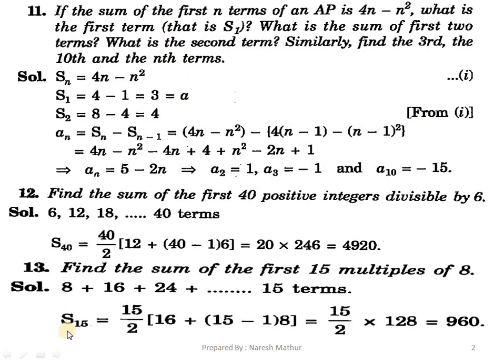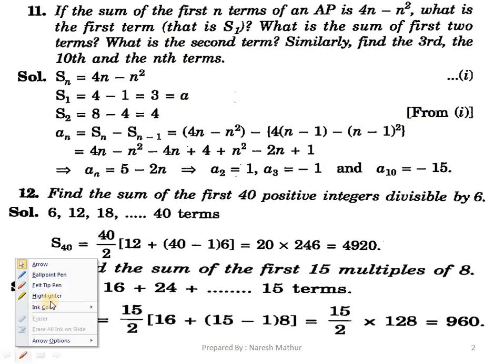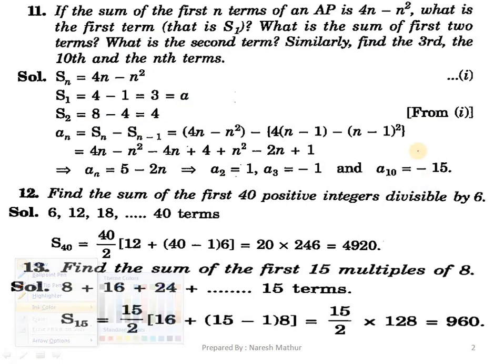In the first question, we are given that the sum of the first n terms of an AP is Sn equals 4n minus n square. What is the first term? What is the sum of the first two terms? What is the second term? Similarly, find the third, 10th and nth terms. So we need to find many things in this question. Let's solve one by one and get the answer.